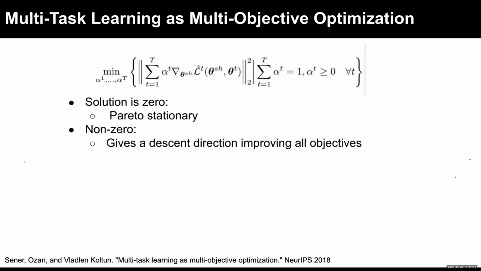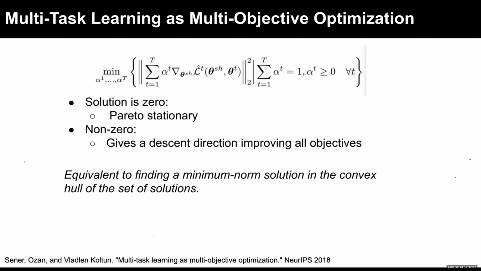So if you look at this problem, it is a minimization over the sum of your losses for the t tasks, weighted by the individual alpha values, and each loss is coming from a specific task. When you solve this problem, if the solution is 0, then you have a Pareto stationary solution. And if it's not 0, then at least it gives you a direction which improves all different objectives. So this is the key aspect: either you end up in a Pareto stationary solution, or you end up in a solution which gives you a descent direction that improves all your objectives. So now you're slowly getting towards a Pareto optimal front.